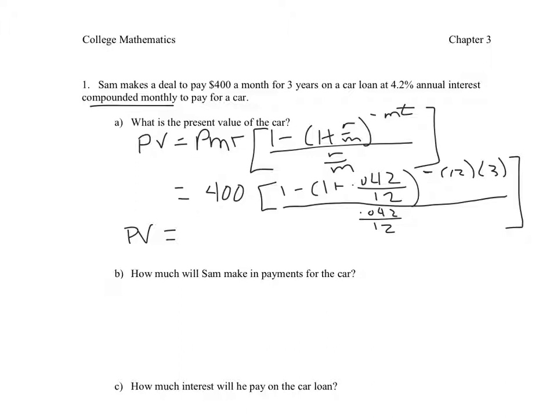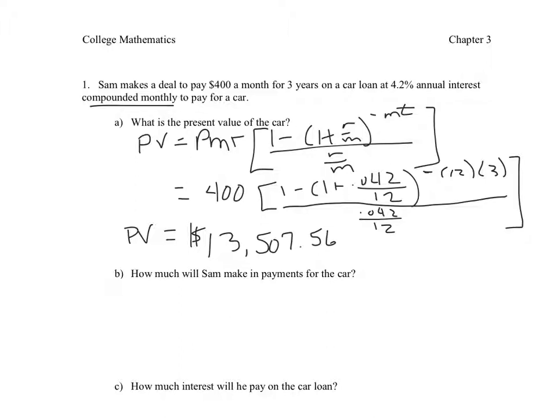So you've got to complete that entire numerator before you divide it by the 0.042 divided by 12. And again, don't forget that needs to be in parentheses as well. Take that answer times 400, that'll be your last step, and you will have $13,507.56.